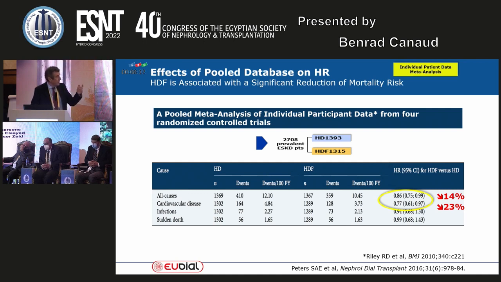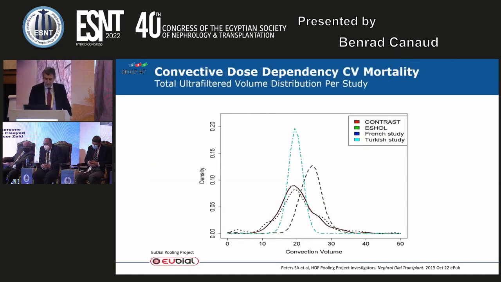This is called individual participant data analysis. And if you see this study, which is created from a new population set, you see that the mortality is reduced by 14% for all-cause and 23% for cardiovascular mortality. So again, with 3 years of follow-up, a significant reduction of mortality.